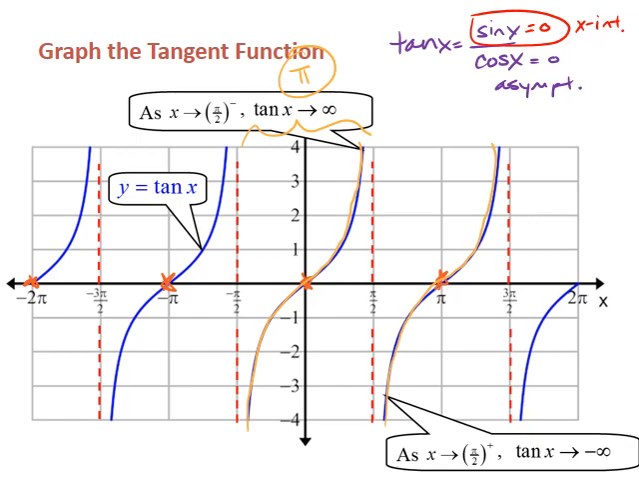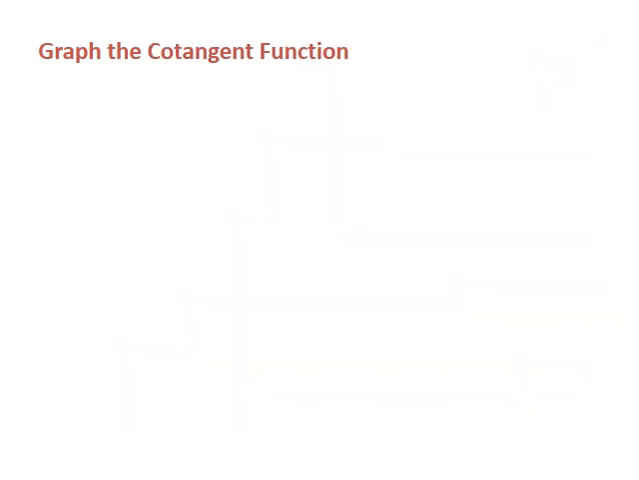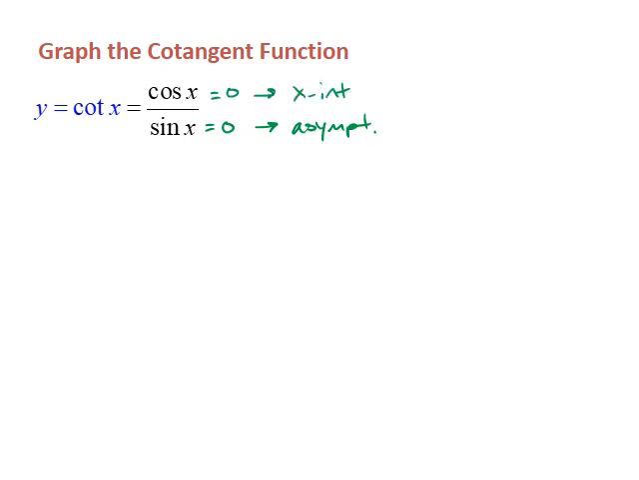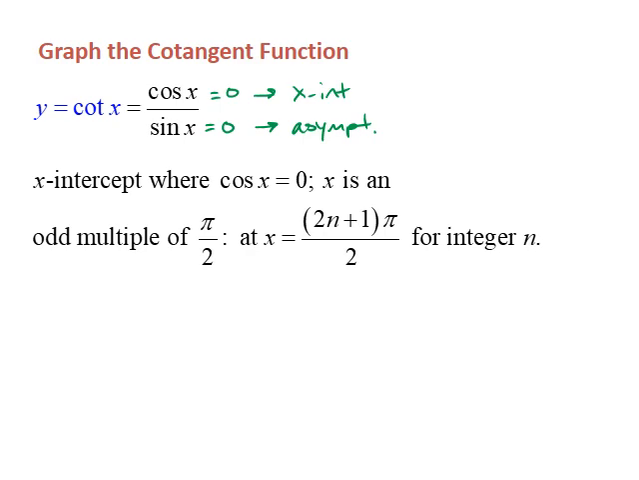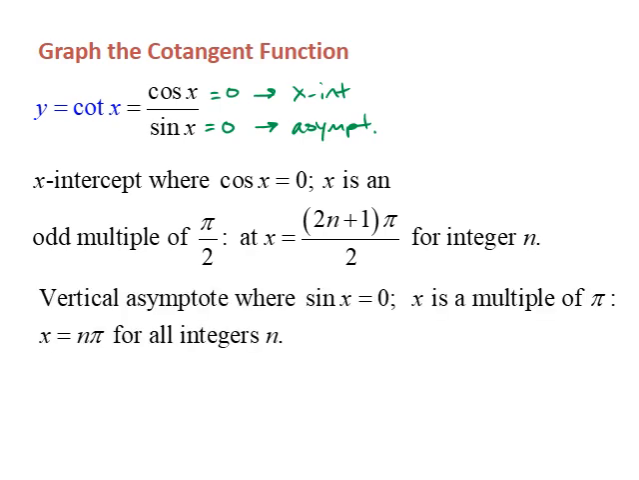Let's talk about the cotangent function now. It is the same thing, but the reciprocal. So now whenever sine of x is equal to 0, we will have an asymptote. Whenever cosine of x is equal to 0, we will have an x-intercept. So things that we have already talked about.